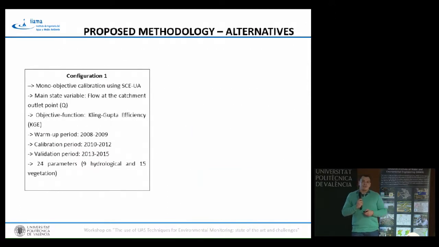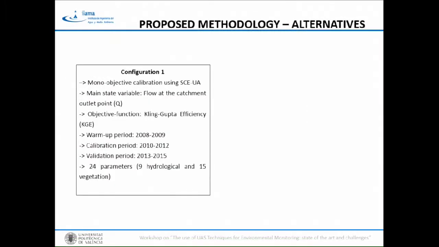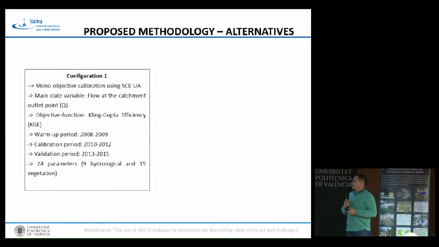About the methodology, we set up 3 configurations. The first one is a mono-objective configuration, considering as the main state variable the flow at the catchment outlet point. The objective function selected was the Kling-Gupta efficiency. We divided it into 3 periods: a warm-up period of 2 years, and calibration and validation periods of 3 years each. We evaluate 24 parameters, 9 hydrological and 15 vegetation parameters.